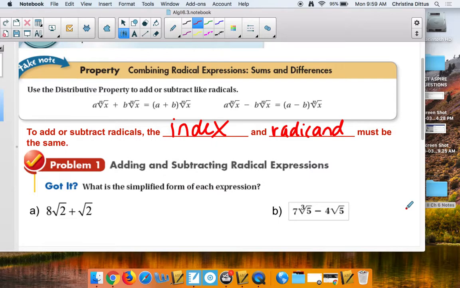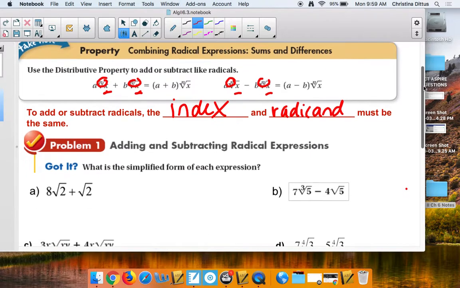So here you'll notice, same radicand, same index. I feel like we did a little bit of this before, but I could be wrong. All right.